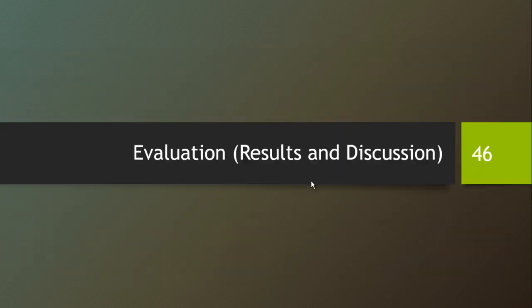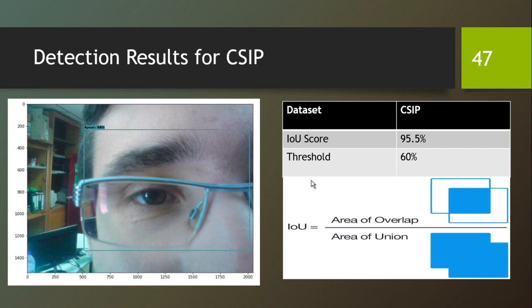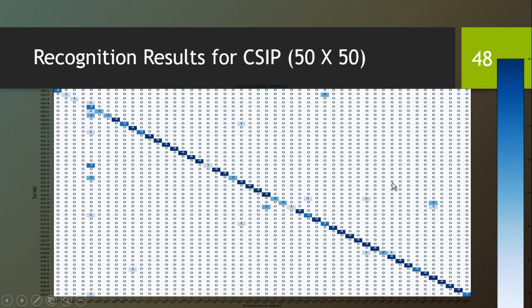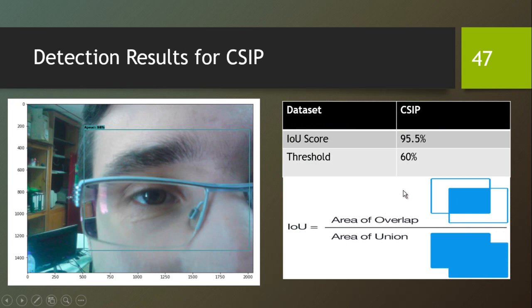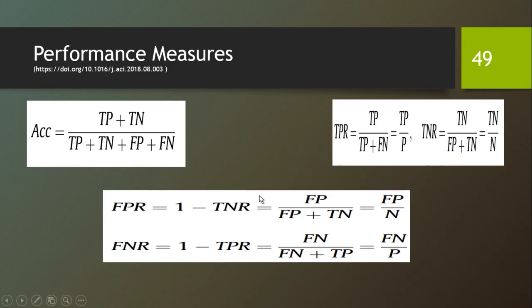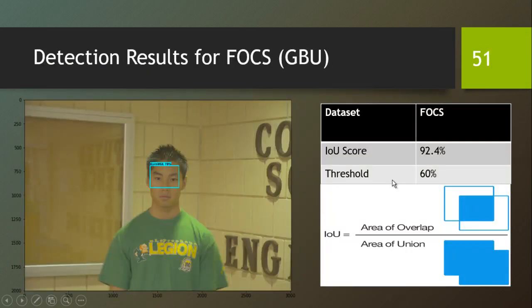So I evaluated my detection results using the IOU score, where I got an IOU score of 95% upon setting a threshold of 60%. Similarly for Fox, I got a detection result of 92% upon the Fox dataset, which I have reported here.